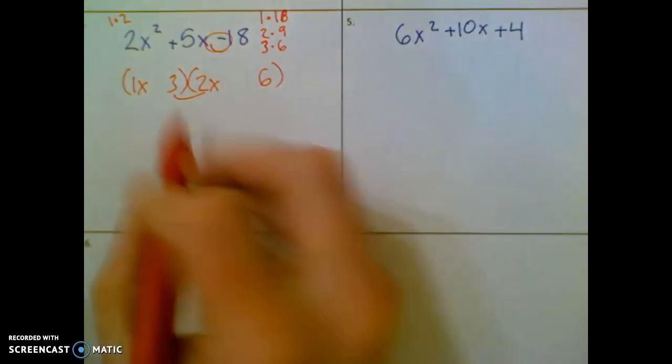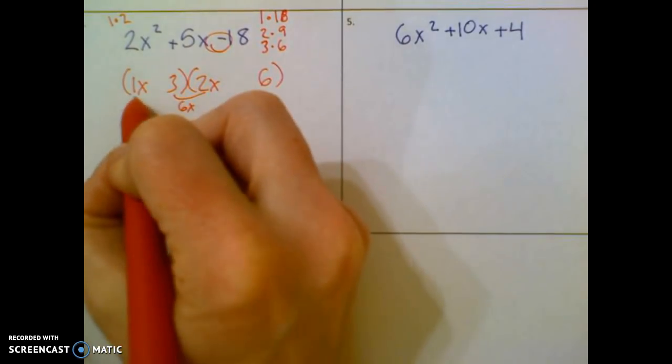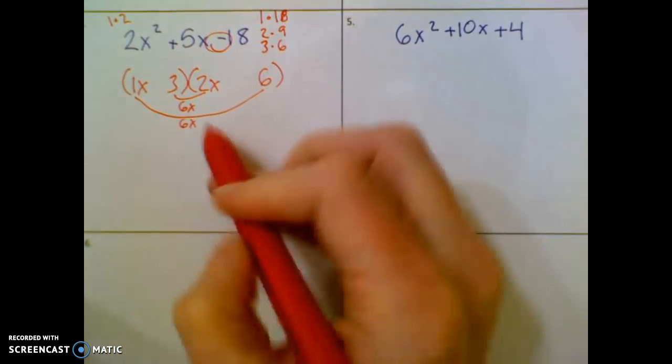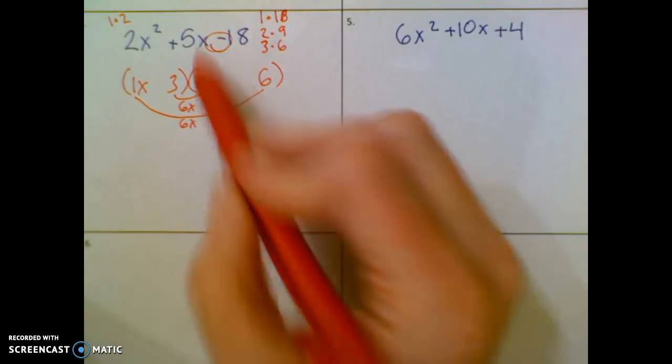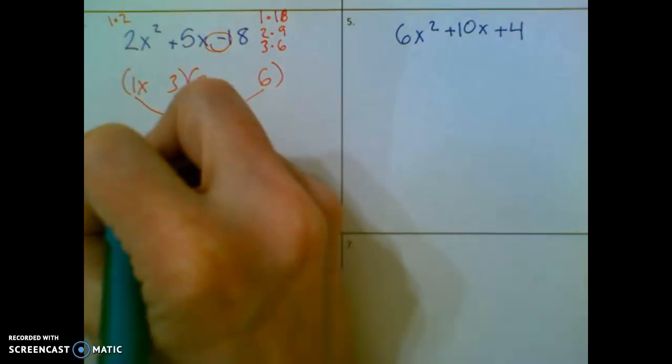Check my inner product. 3 times 2x is 6x. Oh, I can already tell we're in trouble here. 1x times 6 is 6x. There's no way 6x and 6x give me a 5x, so that's not correct. So let's change the order.